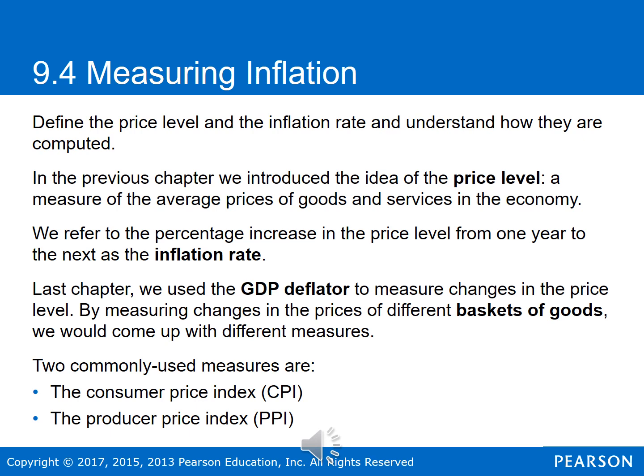Now, when we refer to the inflation rate, that's the percentage change in the price level from one year to the next. Typically, the inflation rate is going to increase, and that's what we've seen in the United States pretty much exclusively since the Great Depression. But there can also be decreases in the price level moving from one year to the next. Last chapter, we used the GDP deflator to measure the changes in the price level.